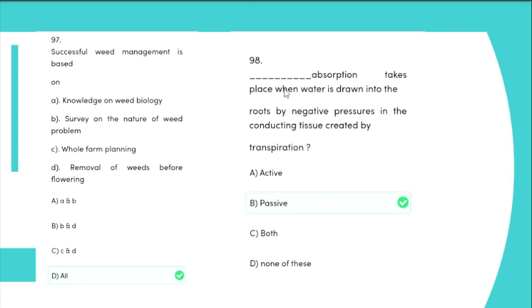Next question, fill in the blanks that is given here. Absorption takes place when water is drawn into the roots by negative pressure in the conducting tissue created by transpiration. So the answer is passive. So passive absorption takes place when water is drawn into the roots by negative pressure in the conducting tissue created by transpiration.